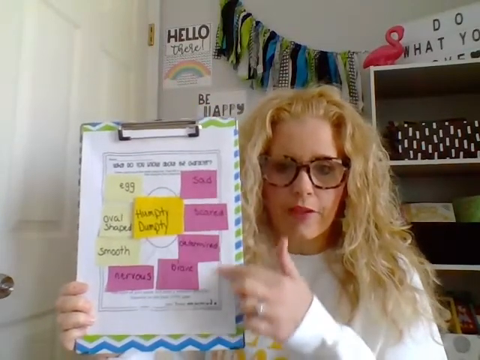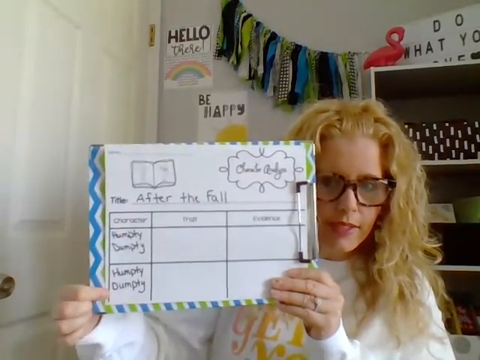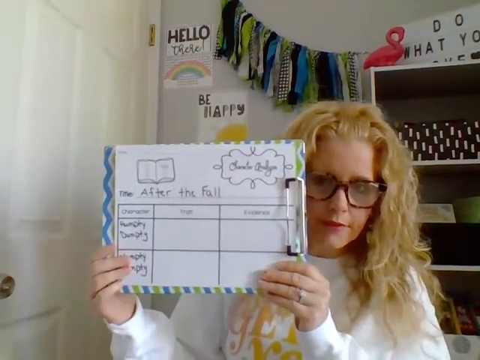So based on those feelings, he did certain things. So the first example, I'm only going to go over two. When you're doing your activity today, you're going to have a chart that's similar to this. So I wrote the character is Humpty Dumpty. And then I'm going to write the trait and the example or the evidence from the text.